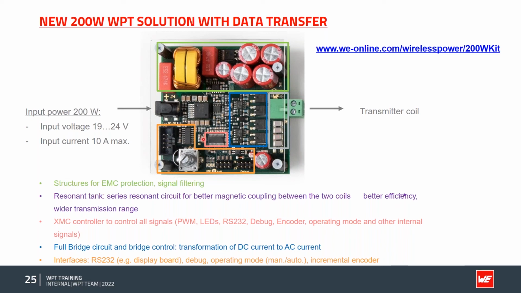Then we have our microcontroller, which gives out the PWM and the encoder and the operating modes and other signals. Here we have the full bridge circuit and bridge control, which converts the DC current to the AC current. And here we have different interfaces, like for the display board, for example, RS232, for debug, and then the incremental encoder.